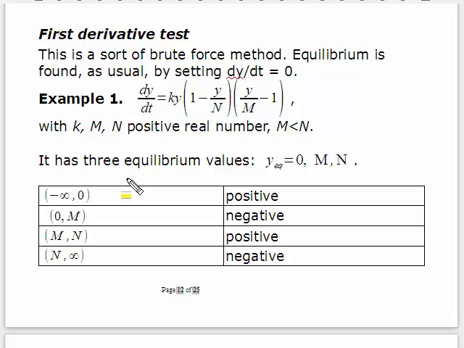So here's the first derivative test, or that first method. You have an equation, for example, here's an equation from the textbook, and you need to find first the equilibrium values. To find the equilibrium values, you set this equal to 0, and you find there's an equilibrium when y equals 0, when y equals n, and when y equals m. Here we have m less than n, so put them in order here.